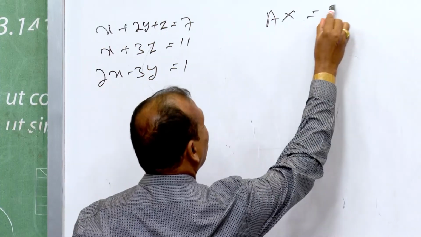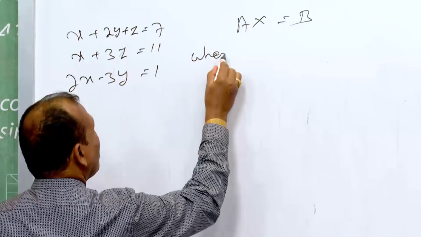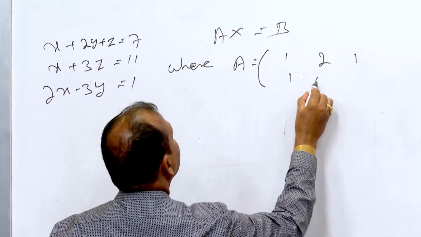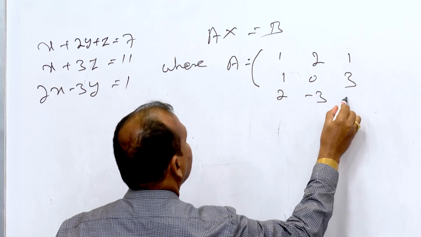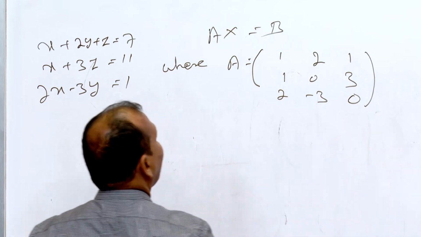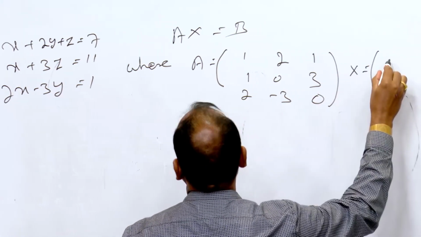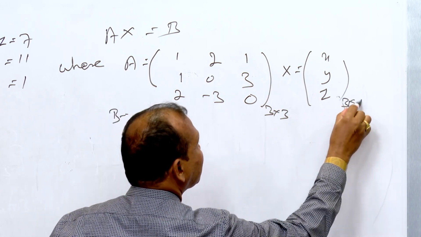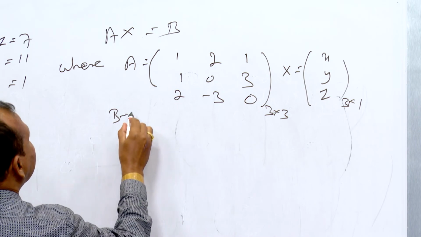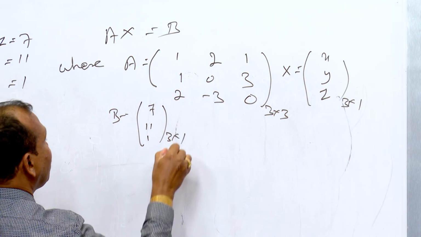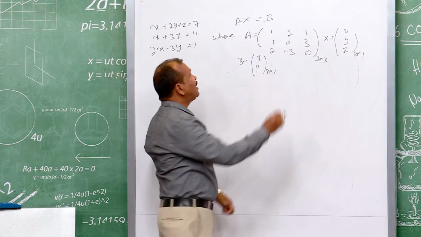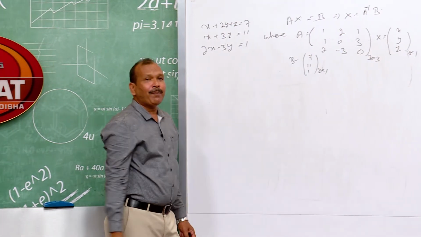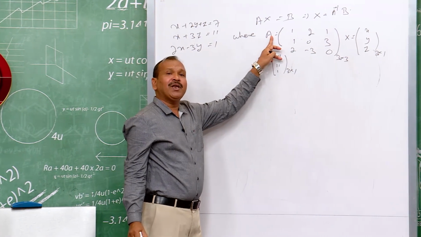Where A matrix becomes 1 2 1, 1 0 3, 2 minus 3 0, and X matrix becomes x y z, and B matrix becomes 7 11 1. A is a 3 cross 3 matrix, and B is a 3 cross 1 matrix. So Ax is equal to B, this implies that X is equal to A inverse B. First we have to find out the inverse of the A matrix.